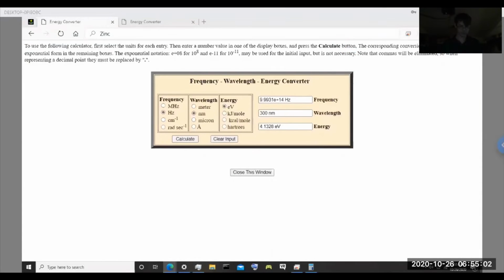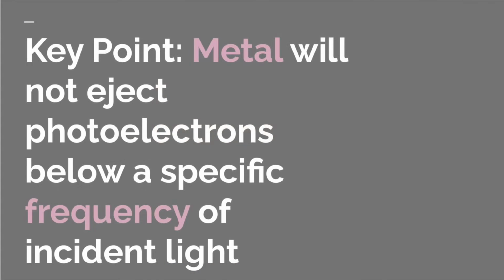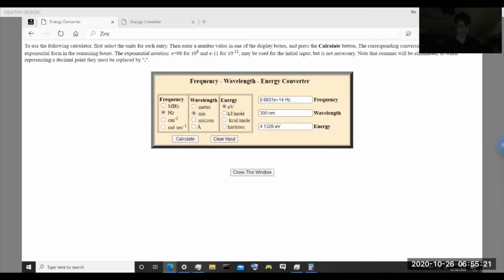The wave model predicts that given enough time, even low frequency light would accumulate and supply enough energy to eject photoelectrons from metal. In reality, metal will not eject photoelectrons below a specific frequency of incident light. The book gives an example of silver needing 1.14 times 10 to the 15th hertz to eject a photoelectron. Anything lower will not eject one.